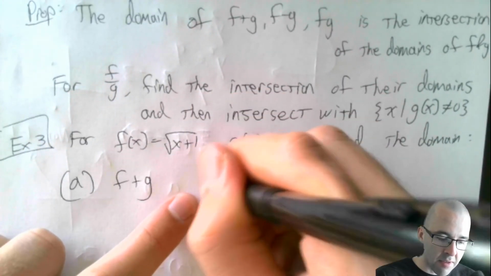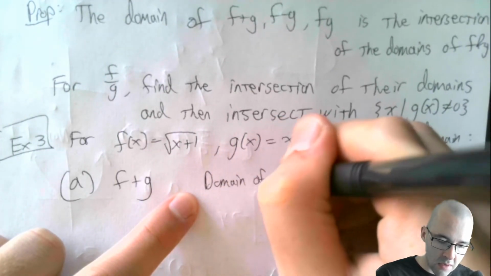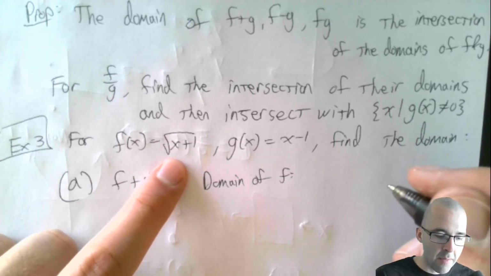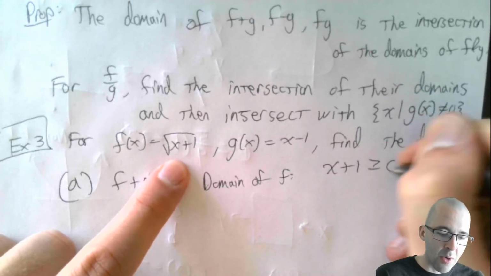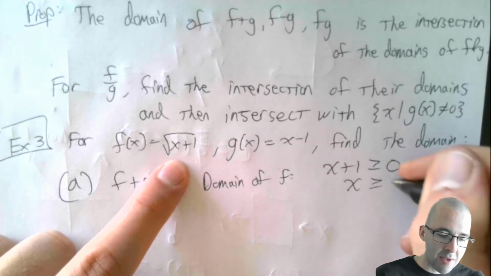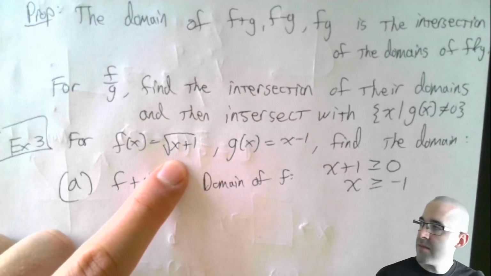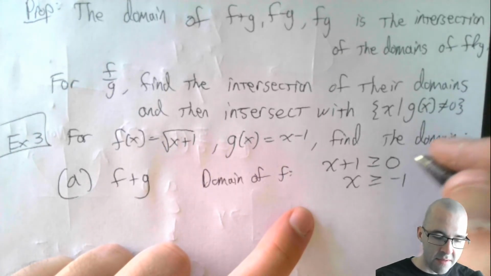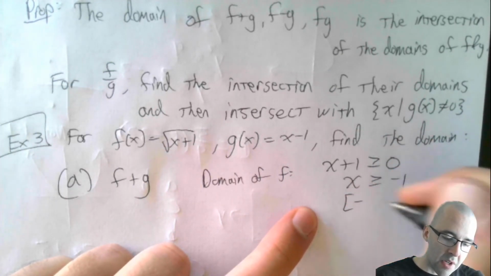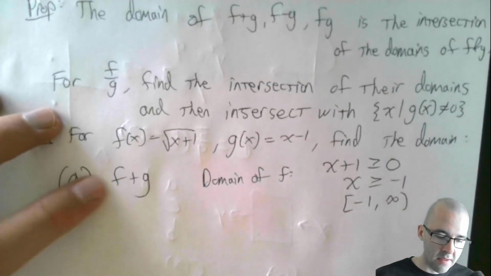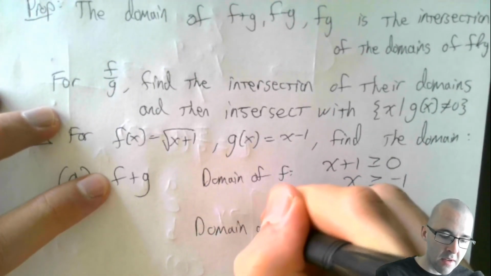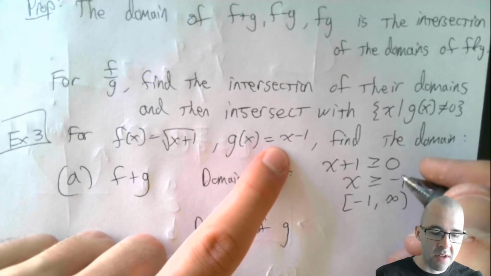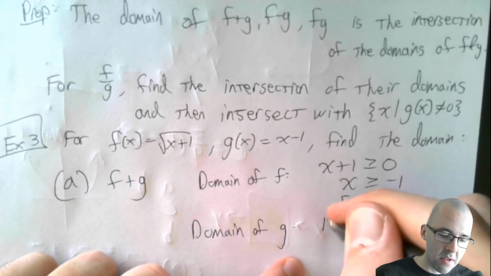So, first, domain of f. That's the domain of the square root function. Remember, that's when the inside is greater than or equal to 0, or when x is greater than or equal to -1, you can subtract 1 from both sides. Okay? So if you want, you could write this in interval notation. You don't technically have to yet, but we'll get -1 to infinity. Now we find the domain of g. Well, this is just a linear function. Domain of g is all real numbers.